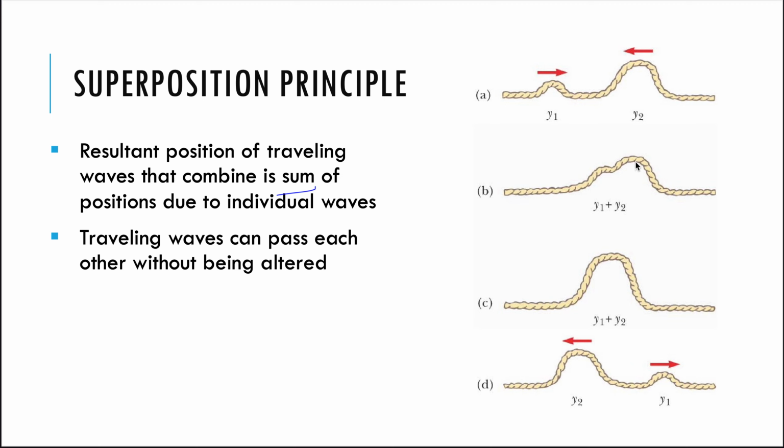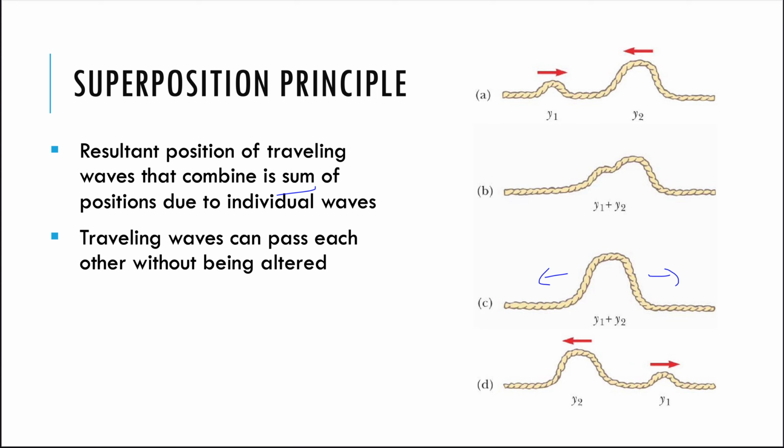As they get closer to each other, you can see that the heights combine, positions combine. When they meet, peak to peak, we can see that we have a maximum amplitude. And then as they keep traveling past each other, they're going to pass through without being altered. Because now that they've passed through each other, y1 is not at the same location as y2, so they don't affect each other anymore.